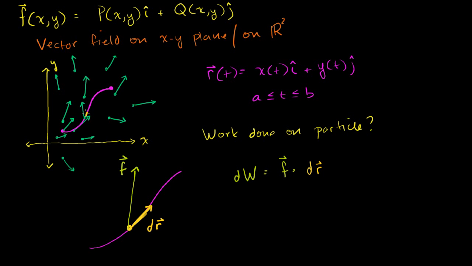Now, just by doing this, we're just figuring out the work over maybe a really small, super small dr. But what we want to do is sum them all up. We want to sum up all of the dr's, all of the F dot dr's, to figure out the total work done.